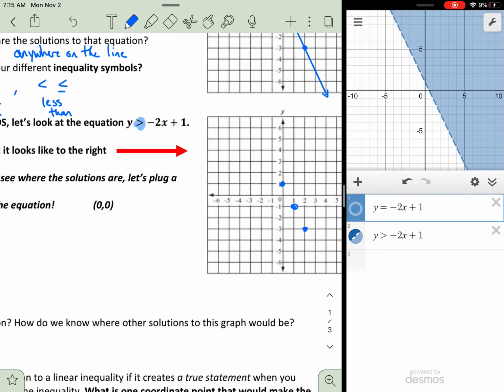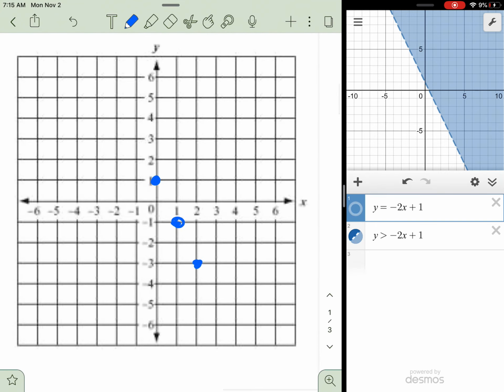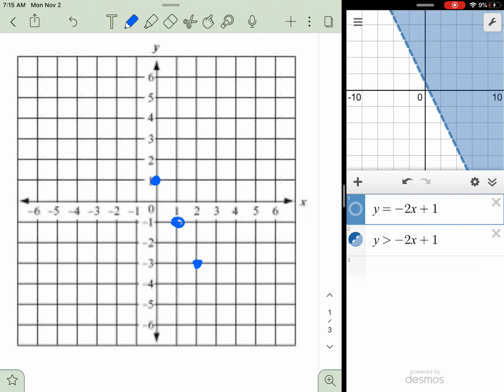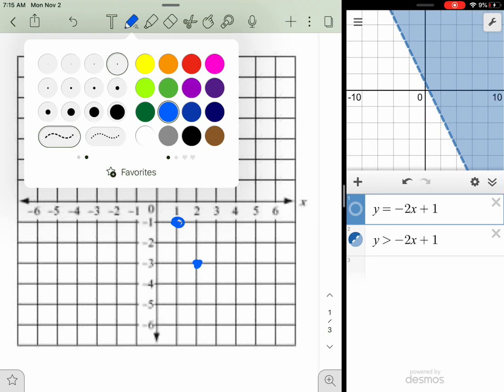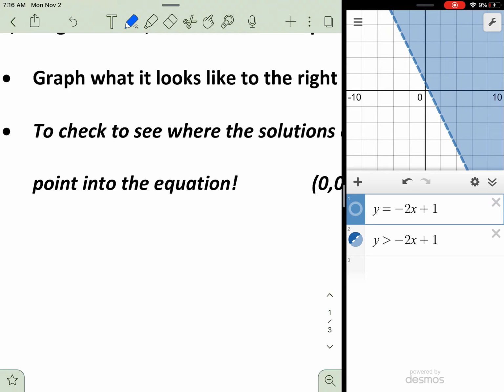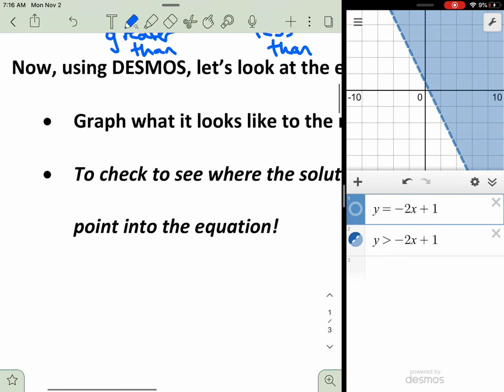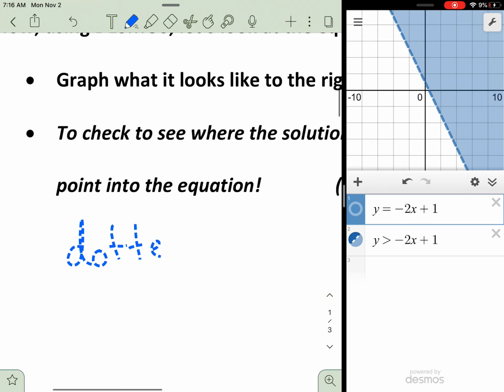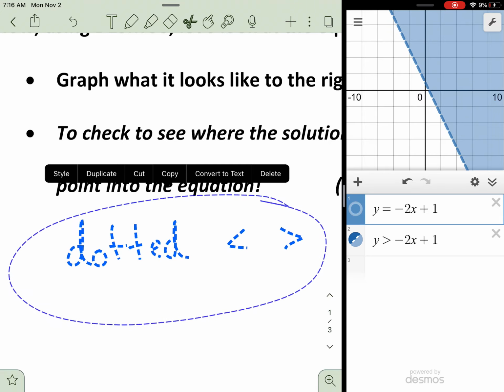So to check to see where the solutions are, let's plug a point into the equation. Now, remember how we talked about open and closed circles? With an inequality, it's the same way. If you look on this blue side and you look at the shaded region, you can see that this is a dotted line. So we're going to change our format here. Go like this, and an inequality is a dotted line if it's a less than or greater than symbol. So maybe write that down: dotted if it's less than or greater than. I'm going to go ahead and change this back.